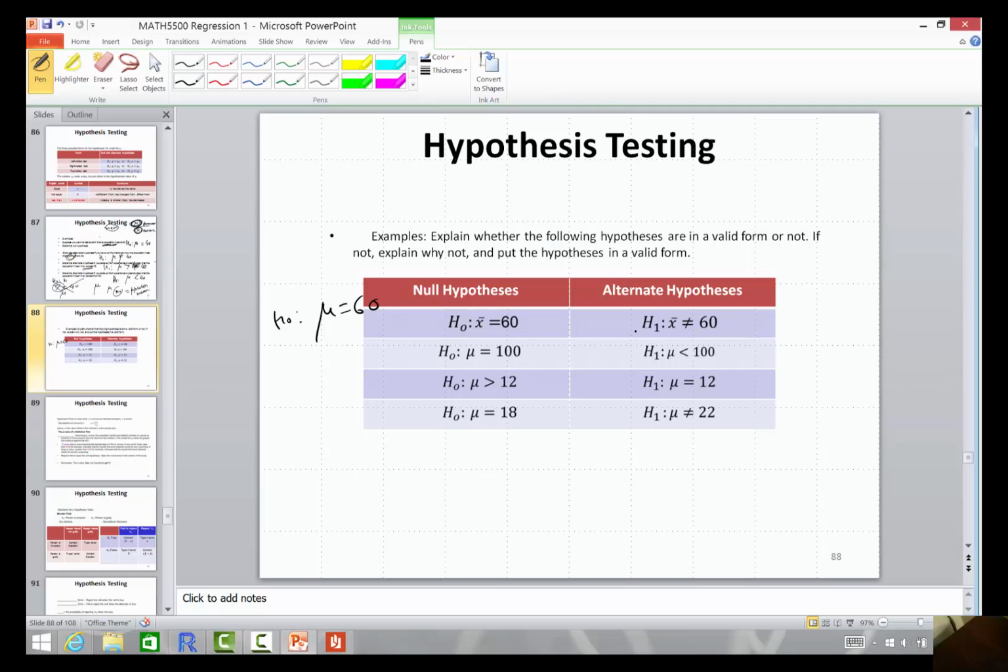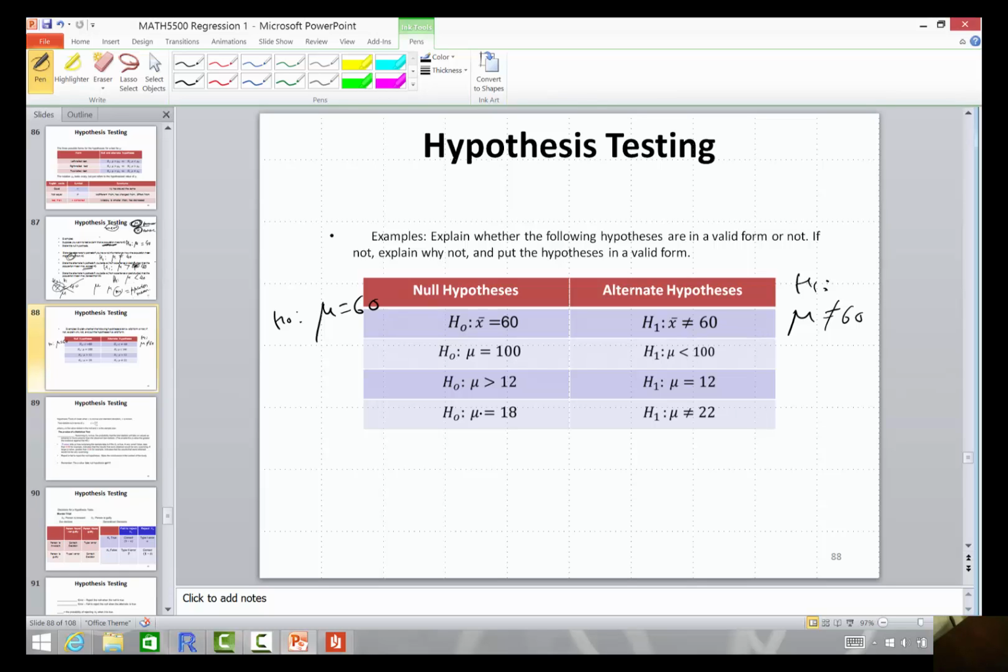Same way, is not equal to 60, that works. H1 is fine, but this X bar again should be mu is not equal to 60, that is H1. So this should not be X bar, this should be mu not equal to 60. This is how you write it down. The null hypothesis mu is equal to 100, that's absolutely fine, and this is fine as well. The population mean is less than 100, that's absolutely fine.